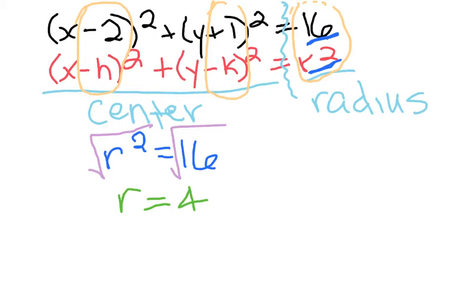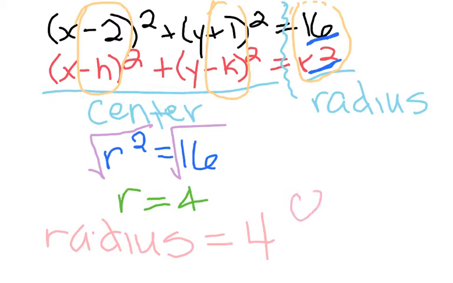So at this point, just to make sure that everything is clear, you're going to write over here, radius equals 4. So those two are the answers for number 1: the radius equals 4, and the center is 2, -1. And those are the pieces of information that you're going to need for tomorrow when we start graphing these.